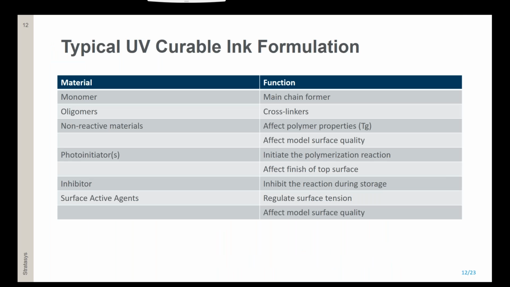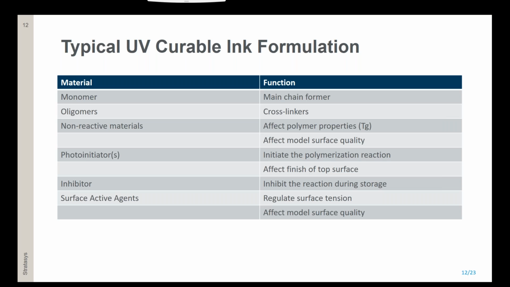So a typical UV curable ink formulation has several components. A monomer, which is the main chain former. You need a main chain in order to get a polymer. We have also oligomers, which usually are multifunctional, difunctional or trifunctional. So they cross-link the chains. They determine the distance between the chains, and subsequently they determine some of the properties of the material. If they are long and flexible, then you might get a flexible material. If they are short and rigid, you get a rigid material. This is a bit of an oversimplification, but this is more or less what happens.